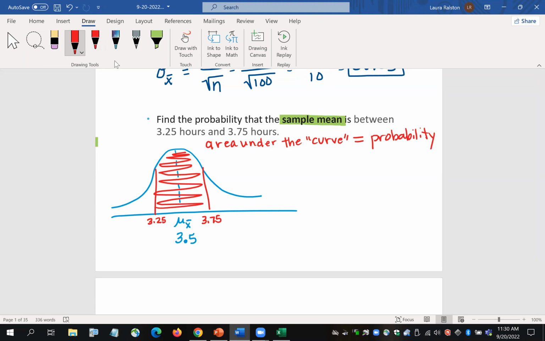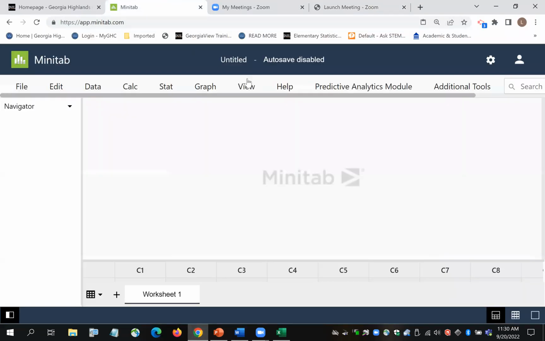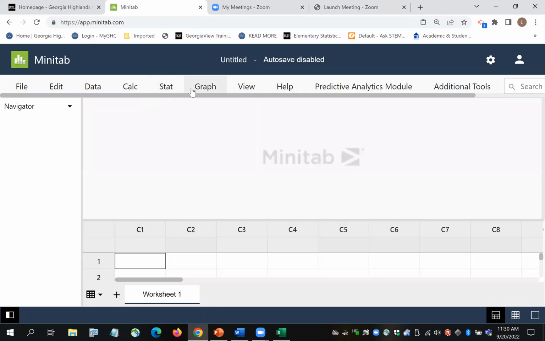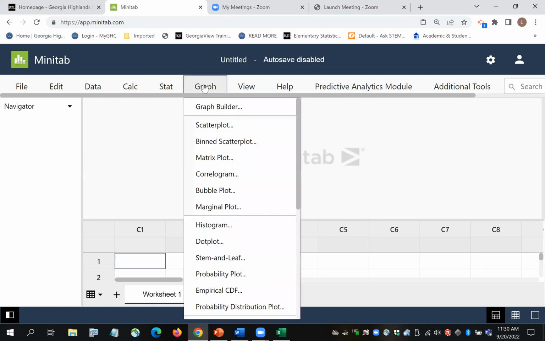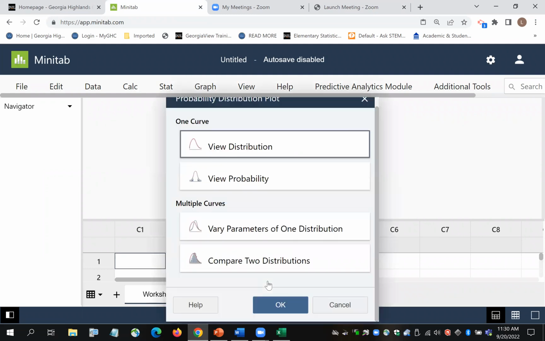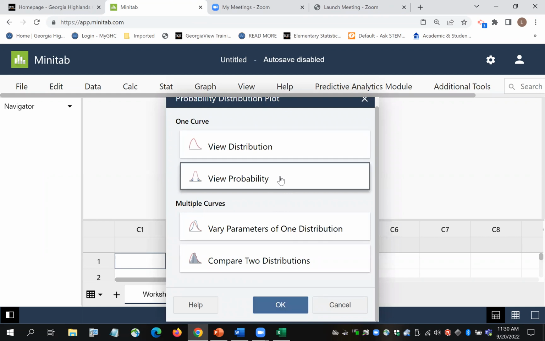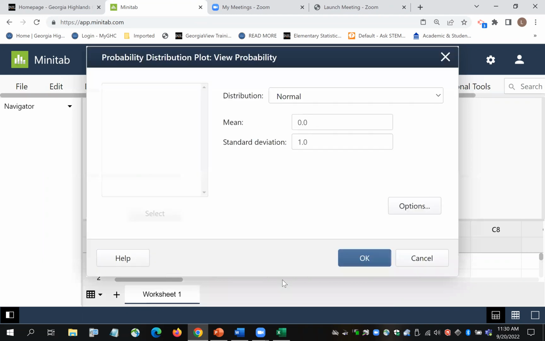So I've rough sketched it. So I'm going to go out to Minitab, and we're going to walk through the same steps we've had before. We go to Graph, Probability Distribution Plot, View Probability, click OK.